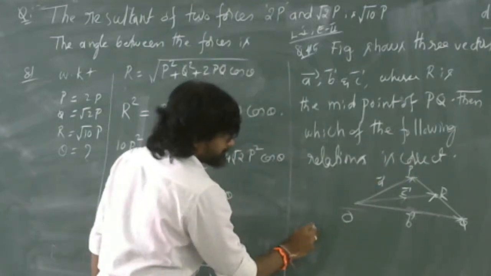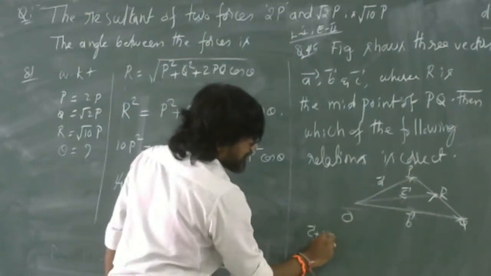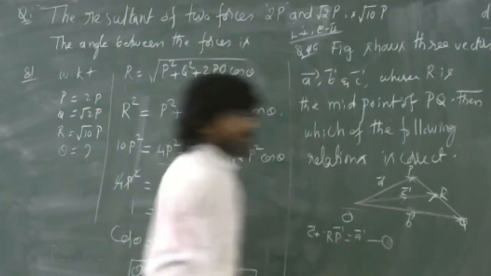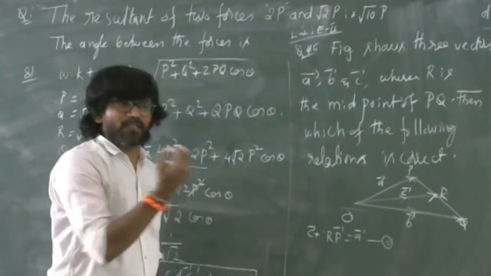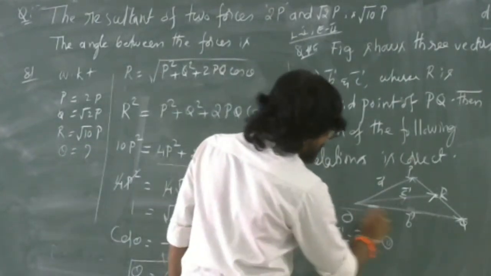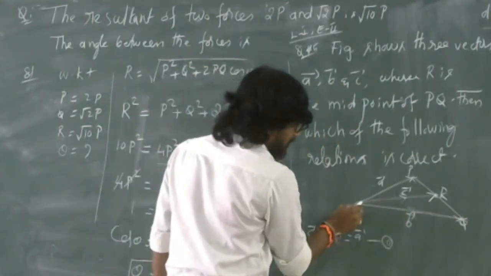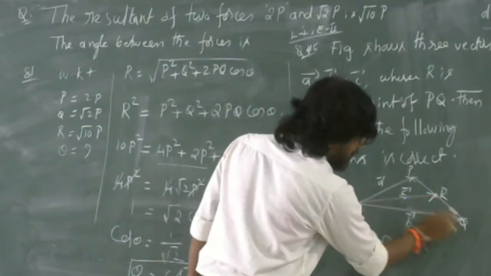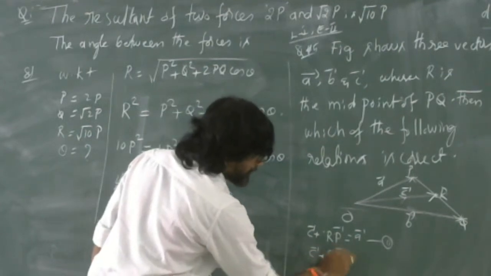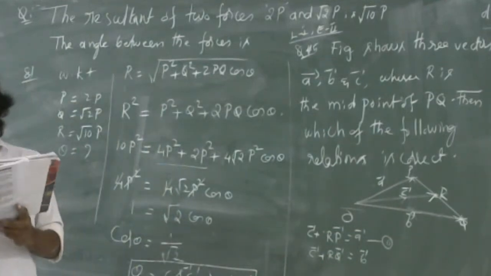From this you can write C vector plus RP vector is equal to A vector. You can take this as equation 1. It is a little lengthy explanation, so you have to follow carefully. You can also say B vector is the resultant of C vector plus RQ vector. You can also write that C vector plus RQ vector is equal to B vector.